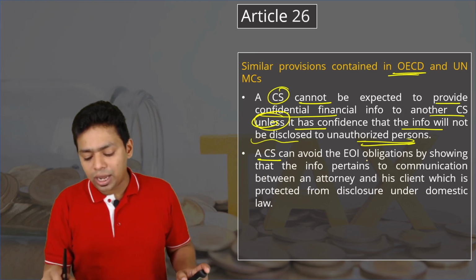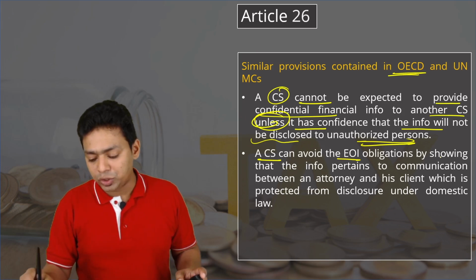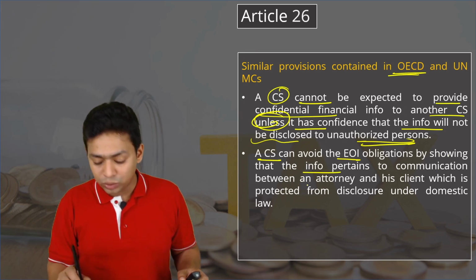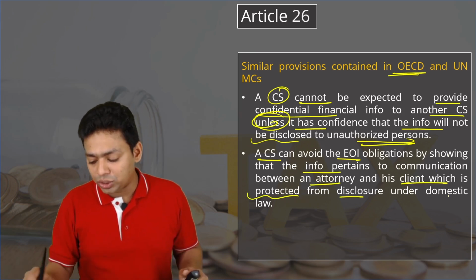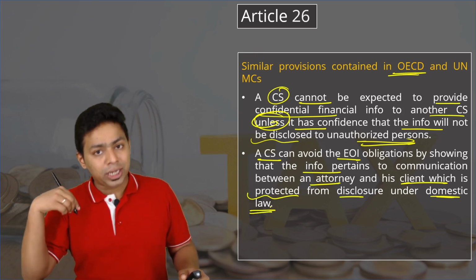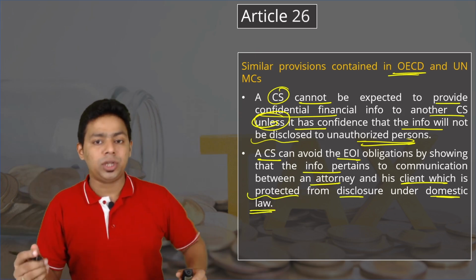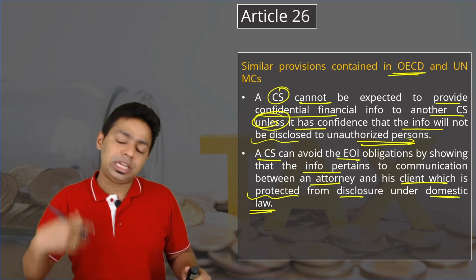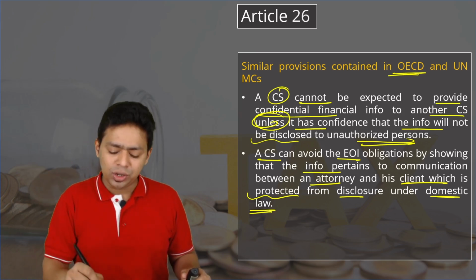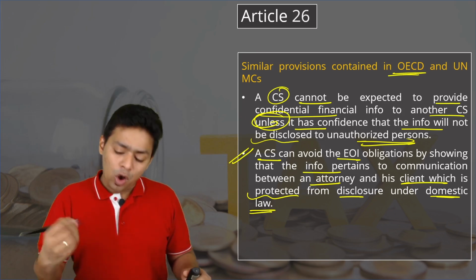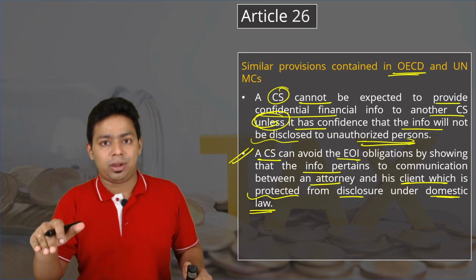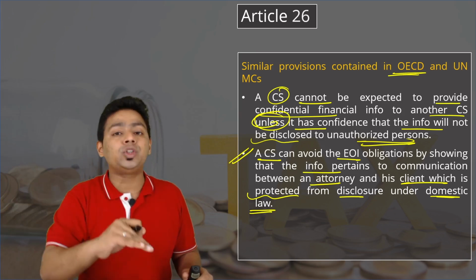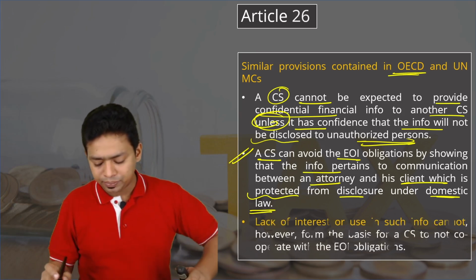A contracting state can avoid the exchange of information obligation by showing that the information pertains to communication between an attorney and his client, which is protected from disclosure under the domestic tax law. If domestic tax law protects that particular information, by showing that legal clause they may avoid sharing the information. So this is one of the reliefs given to them. Obviously then the government of India will put the case, and they will share at a court level, like their Supreme Court can share the data with our Supreme Court without sharing the data with common people.